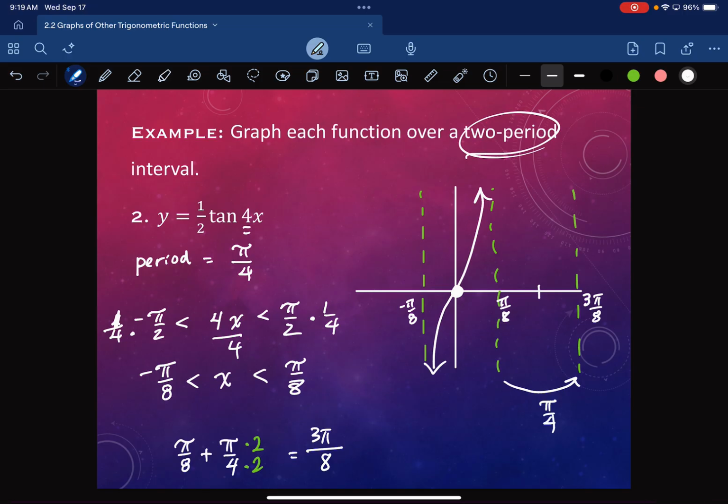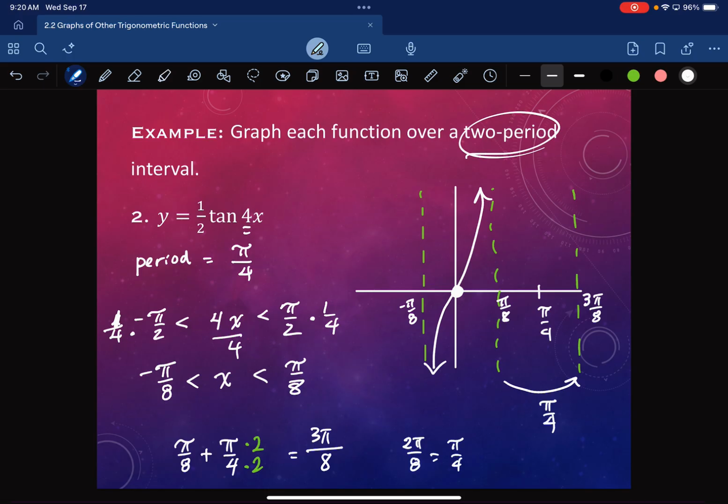So if the first asymptote was pi over 8 and the next asymptote is 3 pi over 8, what's halfway between? 2 pi over 8, which is the same as pi over 4. Okay, halfway between, we have 1 pi and then 3 pi. Halfway in between is going to be 2 pi. So 2 pi over 8 is this location in the middle, which is the same as pi over 4.